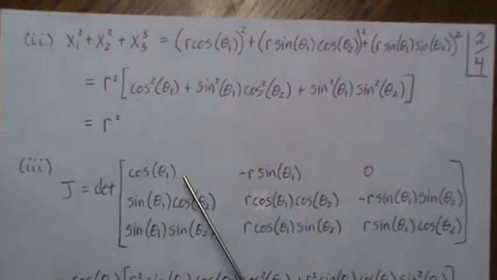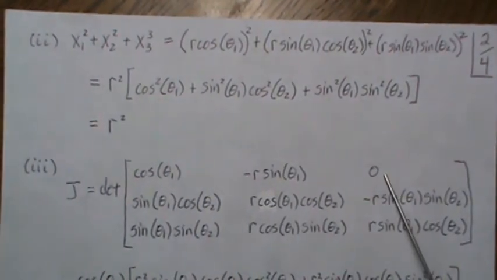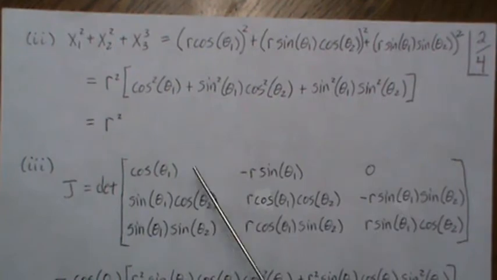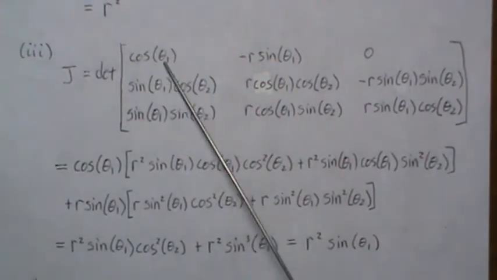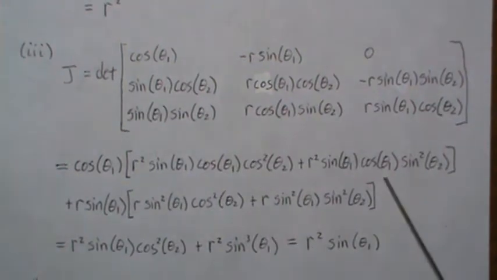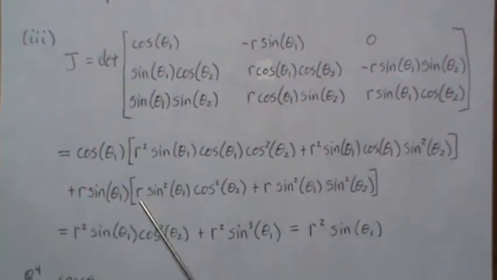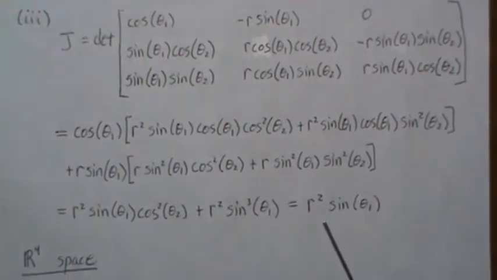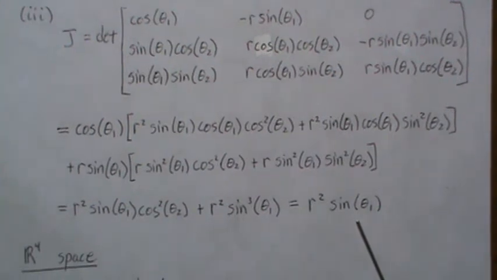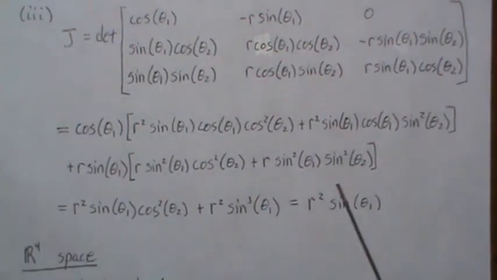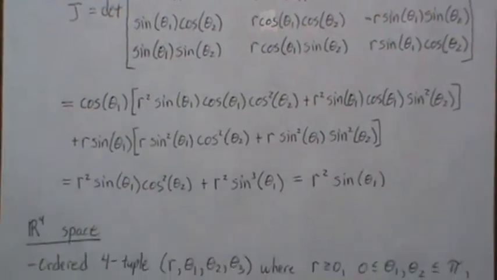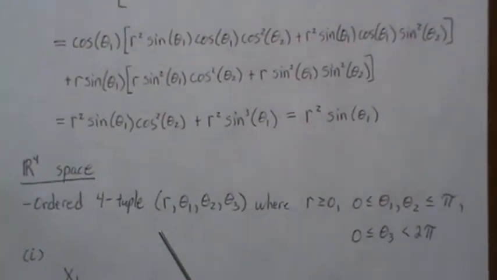Now, let's take the Jacobian, and I'm going to traverse across this row because it's 0. We only have to do it twice. And so it's this times the Jacobian of that, which is this. Then it's minus this times the Jacobian of that. You get this. And so you can solve that, and you get r squared times sine of theta 1. And in our example, this is going to come back in. So theta 4 is an ordered 4-tuple, r, theta 1, 2, and 3, where theta 1 and 2 are between 0 and pi, theta 3 is between 0 and 2 pi.